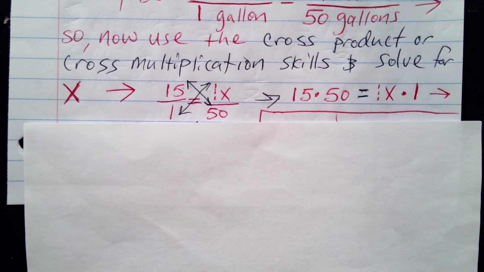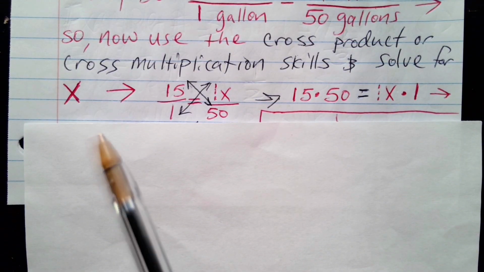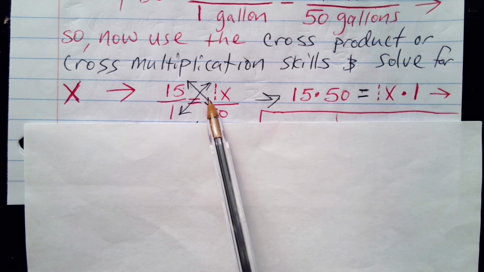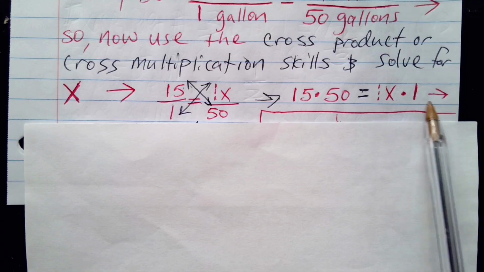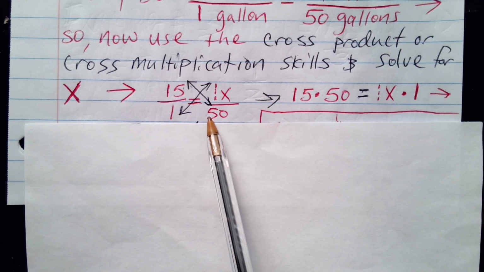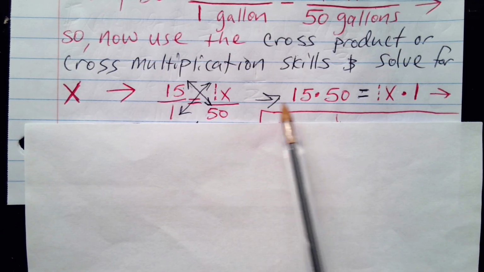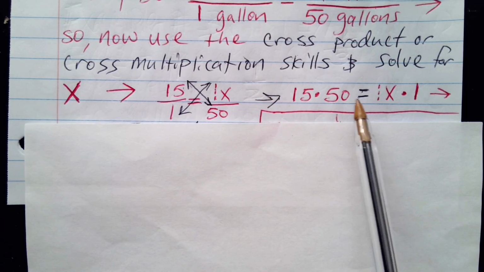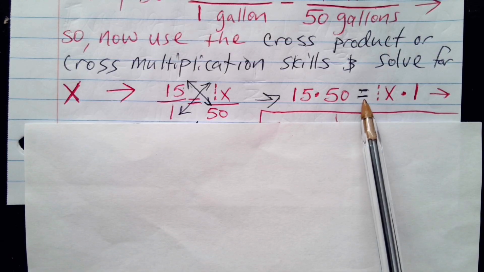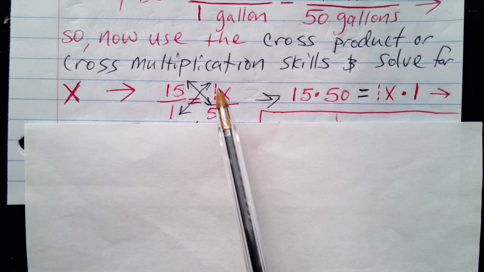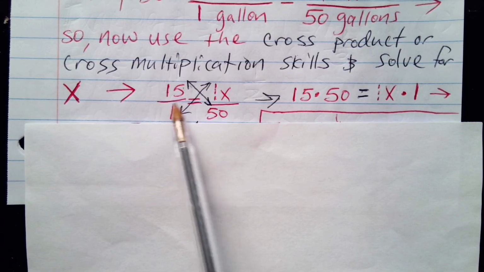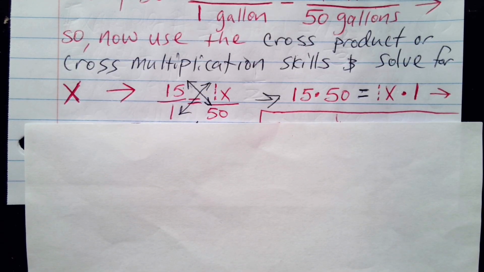15 over 1 equals x over 50. So 15 times 50, you see here, equals 1 times x. Again, you're going to cross multiply 15 times the 50. Before you multiply that 1x times the 1, you want to put that equal sign, right? Separating those two. 1x, there's an invisible 1 in front of that x. So 1 times 1 is 1x.